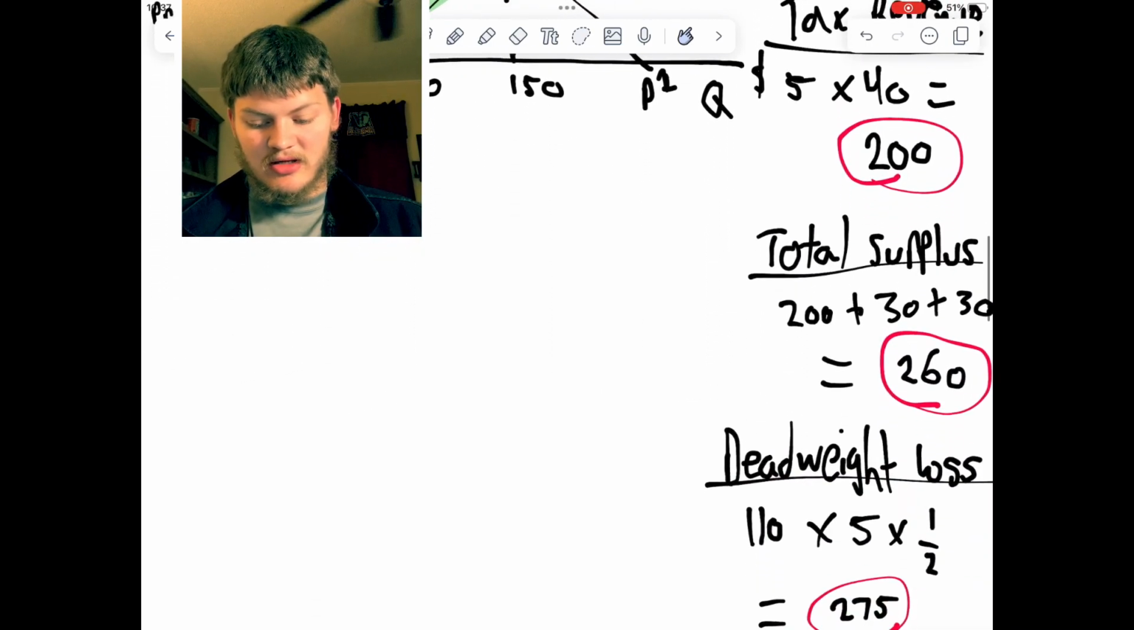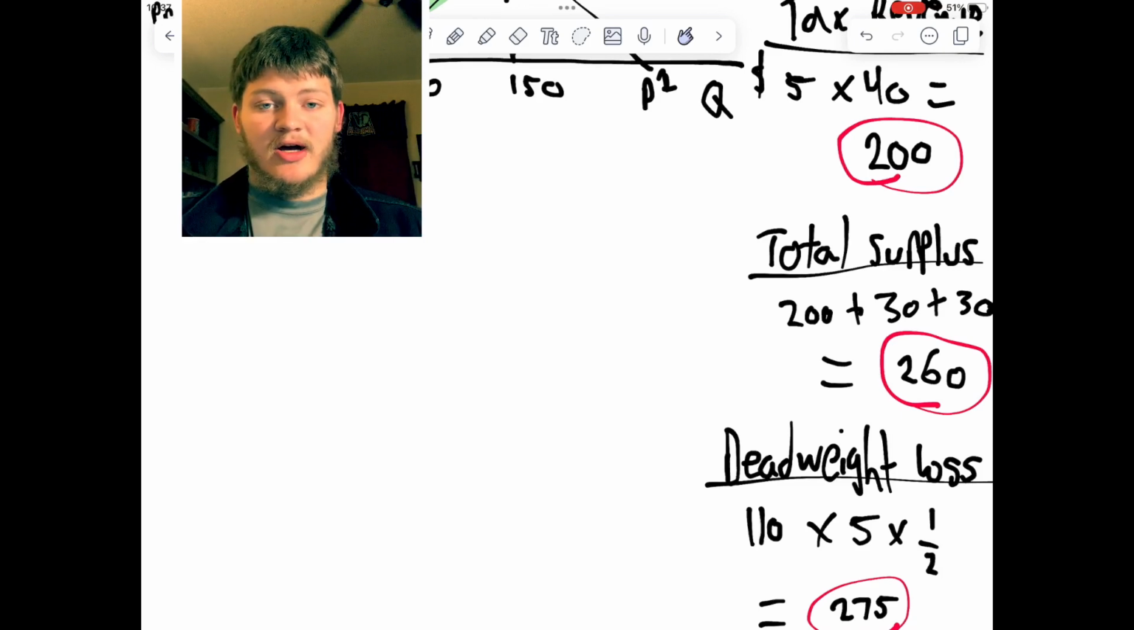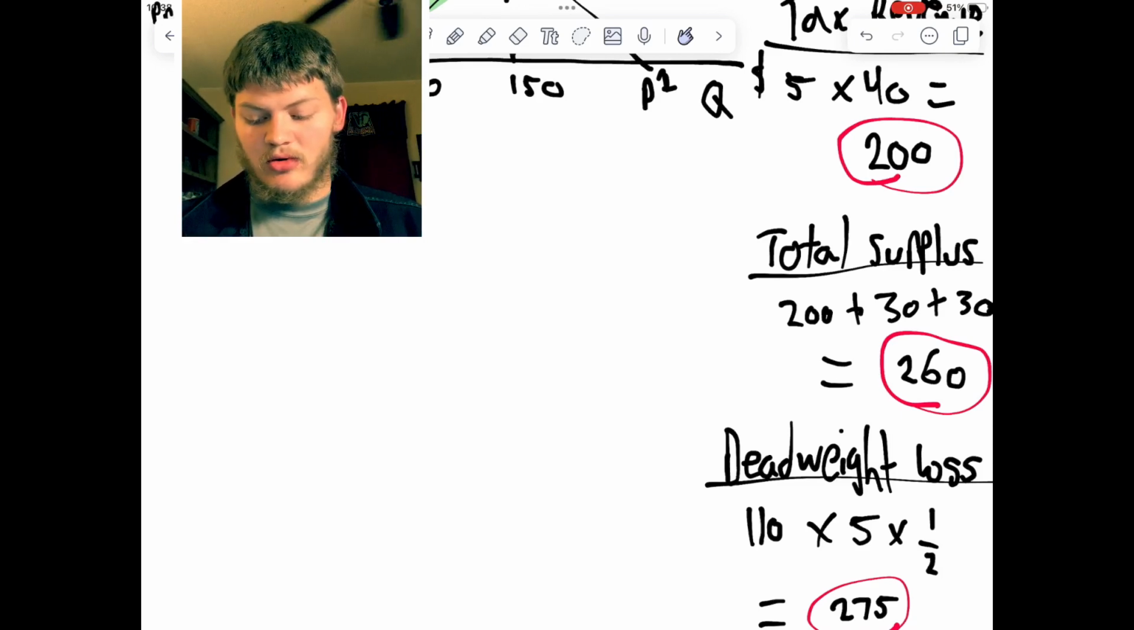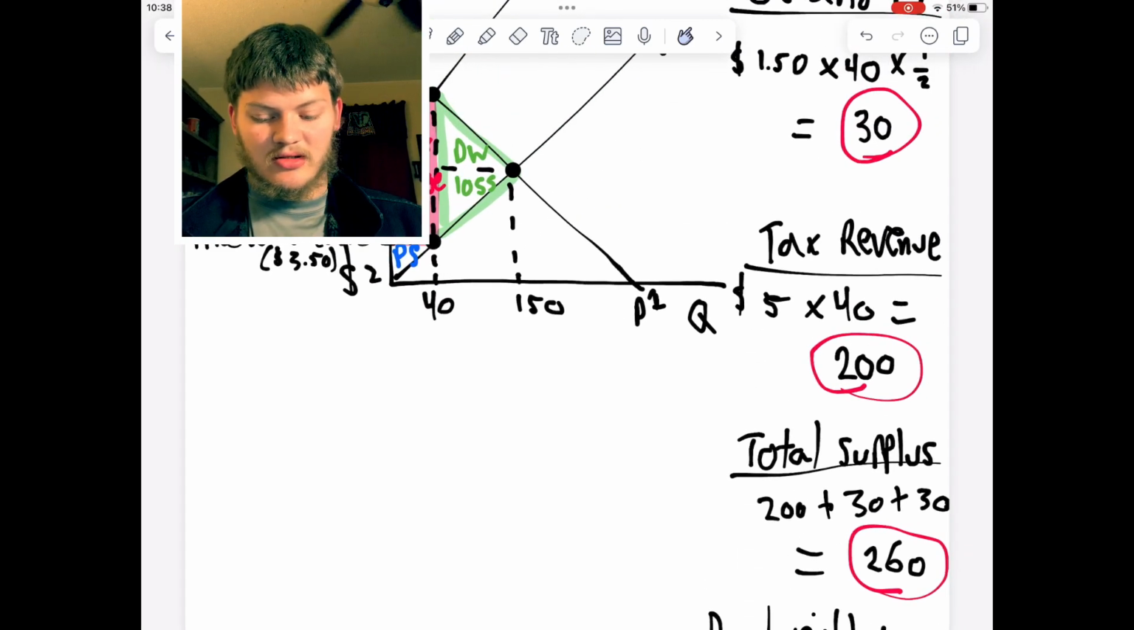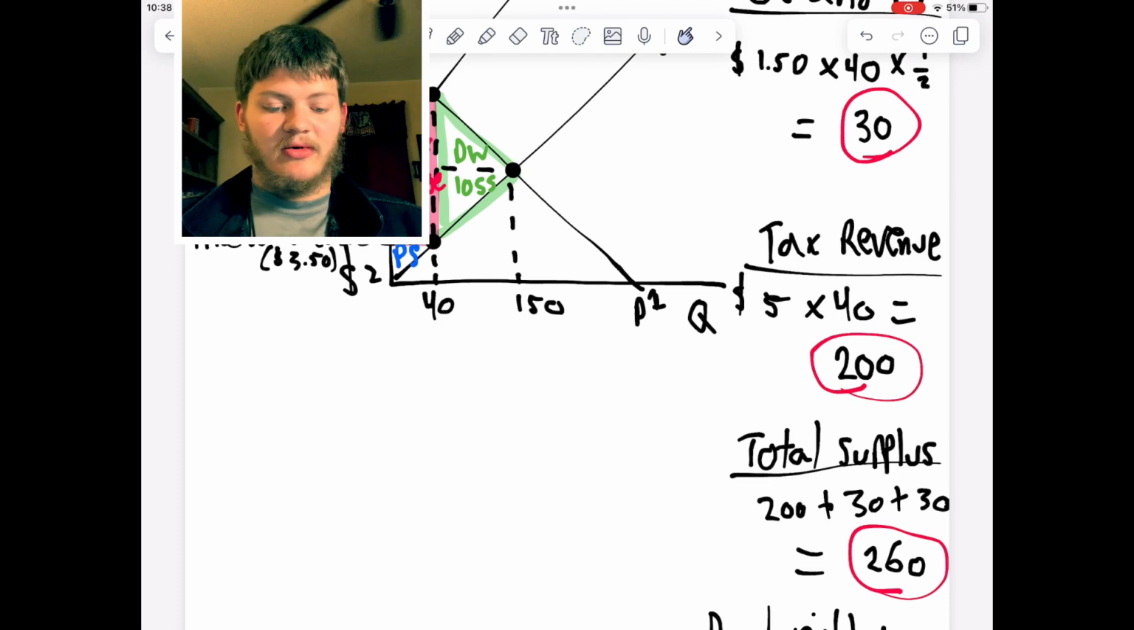Math is down here. Below the total surplus, you got deadweight loss. 110 times 5 times 1/2 is going to give you 275 of deadweight loss. So that is the inefficiency in the market, the deadweight loss.